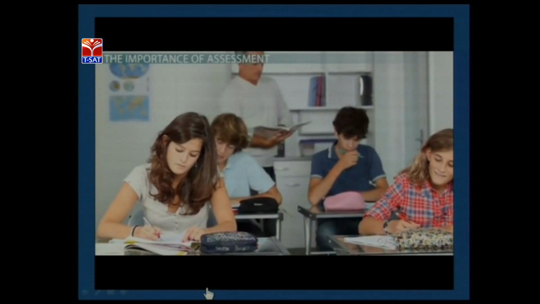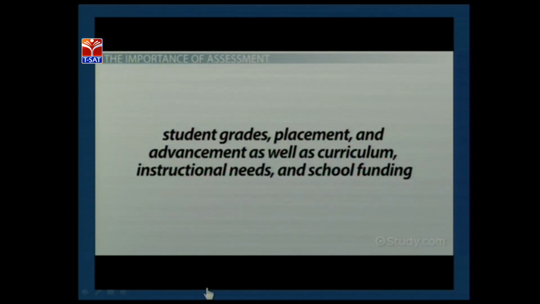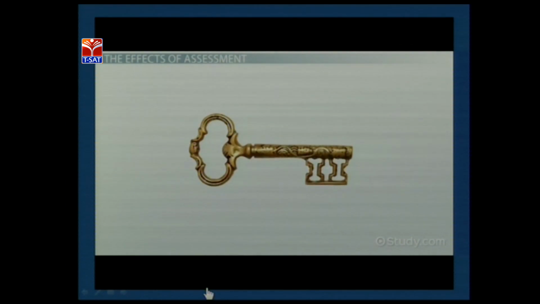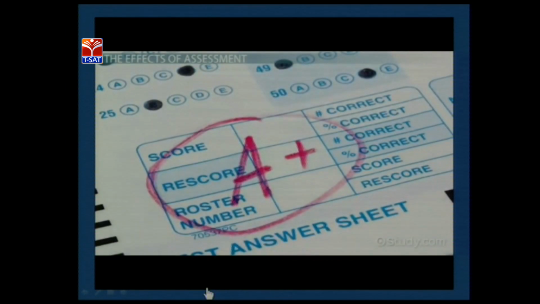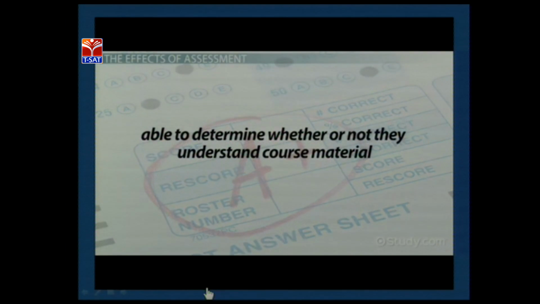Assessment affects many facets of education, including student grades, placement and advancement, as well as curriculum, instructional needs, and school funding. Let's look at a couple of the main effects of assessment. Student learning. Assessment is a key component of learning because it helps students learn. When students are able to see how they are doing in a class, they are able to determine whether or not they understand course material.